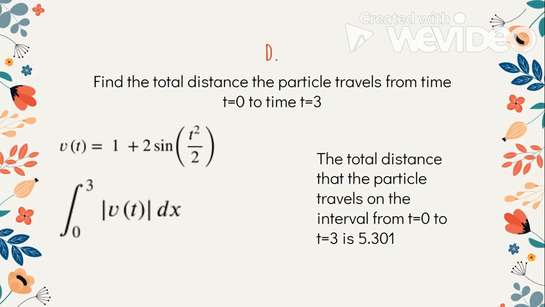For part D, we are asked to find the total distance that the particle travels from time t equals 0 to time t equals 3. To solve this problem, we need to integrate the absolute value of the velocity function, v of t equals 1 plus 2 sine of t squared over 2, on the interval from 0 to 3. We are using absolute value because we need to account for the distance the particle traveled after it changed direction.